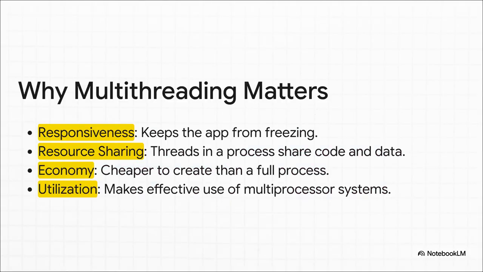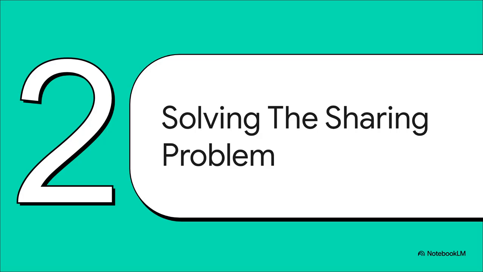And why is this so important? Well, multi-threading is basically the engine of modern computing. It's what keeps your apps from freezing up, it makes sharing resources super efficient, it's way cheaper for the OS to manage than a bunch of processes, and it lets us take full advantage of those multi-core processors we all have now. All right, let's move on to the next big puzzle.